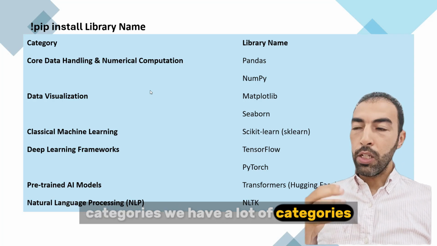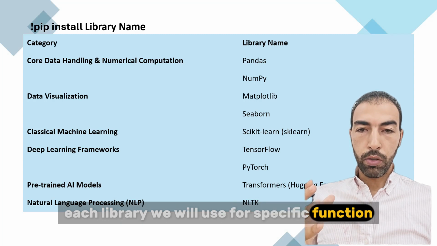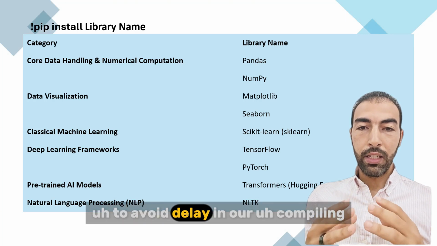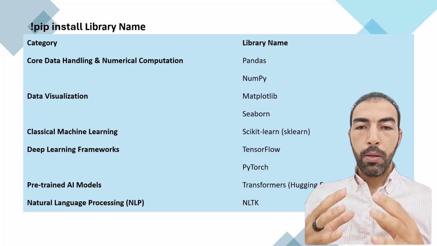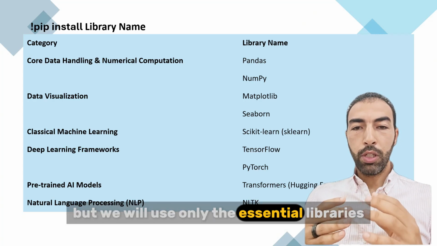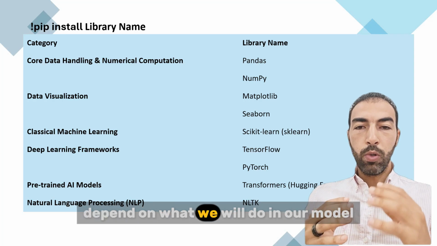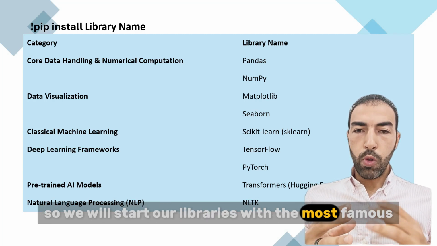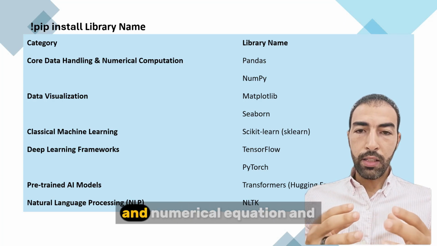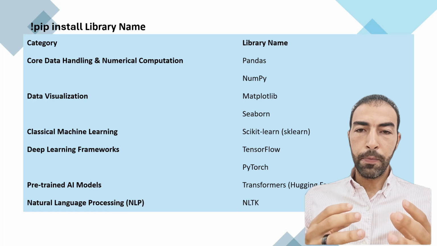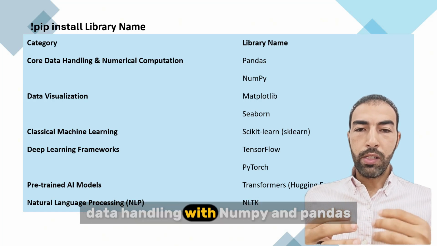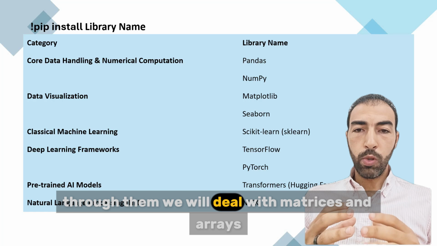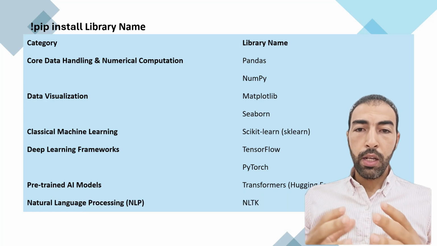We have a lot of categories. Each library we will use for a specific function. We will not import all libraries, to avoid delay in our compiling, but we will use only the essential libraries depending on what we do in our model. So we will start with the most famous libraries to deal with data and numerical equations and data handling, NumPy and pandas. Through them, we will deal with matrices and arrays.